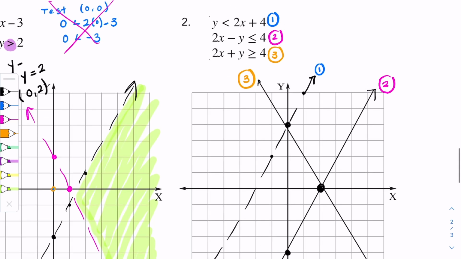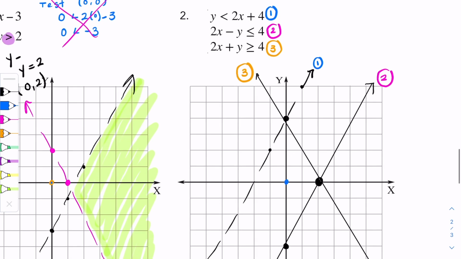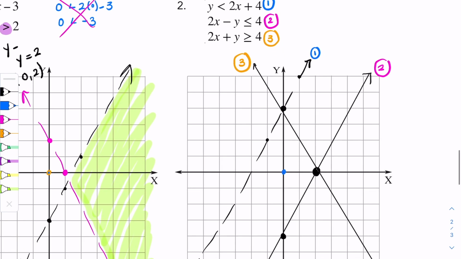All right, so we need to test points. I'm going to pick 0, 0 for all of them. And again, I'm not even going to talk through this. If you just watch for a second, I'm going to shade everything and then I'll talk about the solution again.